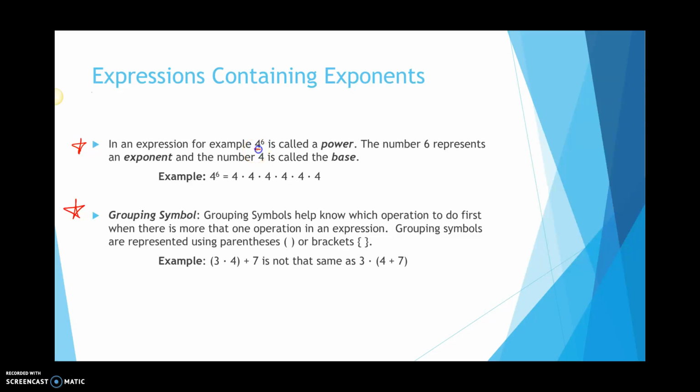So the 4 here, we call that our base, and the 6 right here is our exponent. An example of how this looks: when we have 4 to the 6th power, that's 4 times 4 times 4 times 4 times 4 times 4. That's 4 multiplied by itself 6 times.